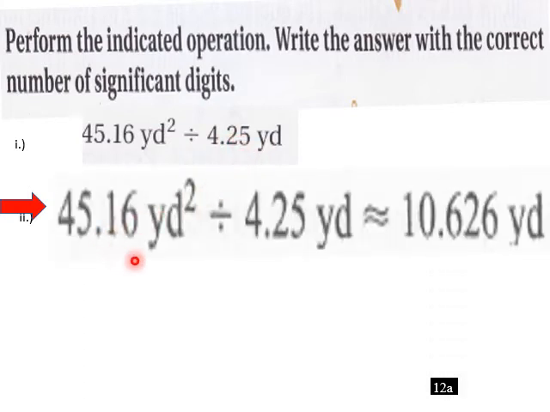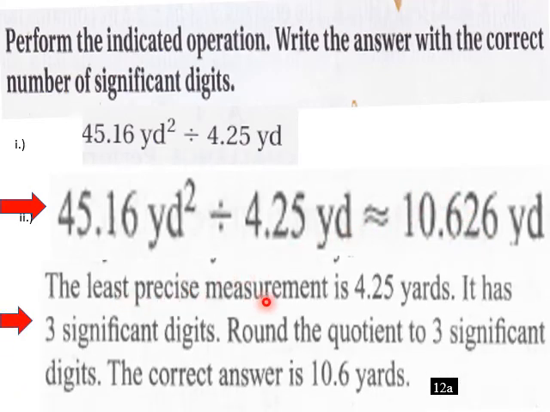So 45.16 square yards divided by 4.25 yards is approximately 10.626 yards. The least precise measurement here is 4.25 yards. It has three significant digits. Round the quotient, we have 10.626, to three significant digits. The correct answer in that case would be 10.6. 10.6 yards is what it would be.